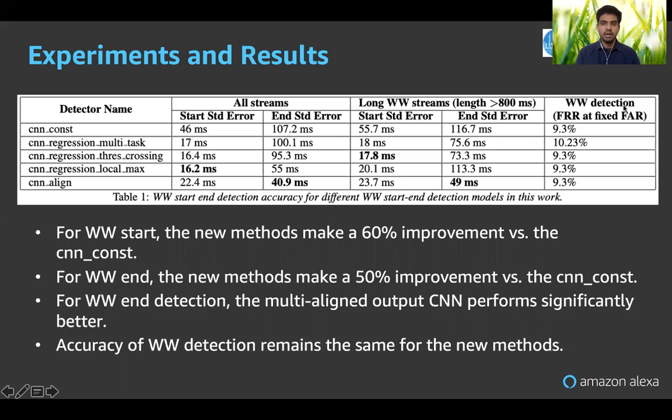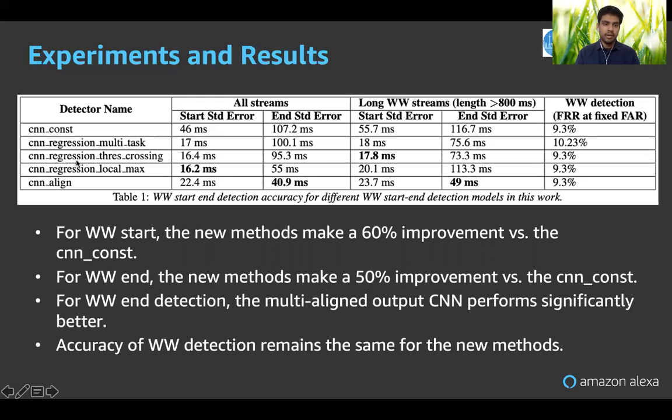And also there is a column for wake code detection accuracy, just to see where these new models are with wake code detection, whether it degraded or improved. Yeah, so those are the things addressed here. Based on the results, we see that the new methods make a significant improvement for the wake code start and wake code end. When compared with the constant offset method, it's well under 20 milliseconds for start and under 50 milliseconds for end.